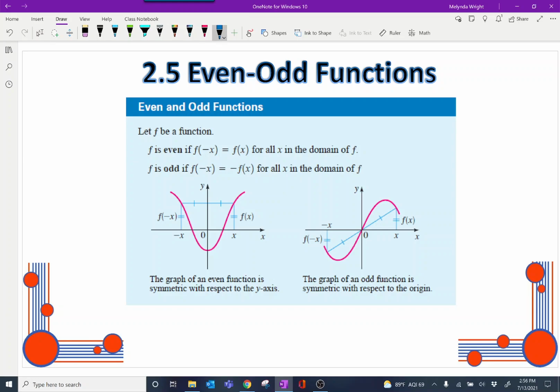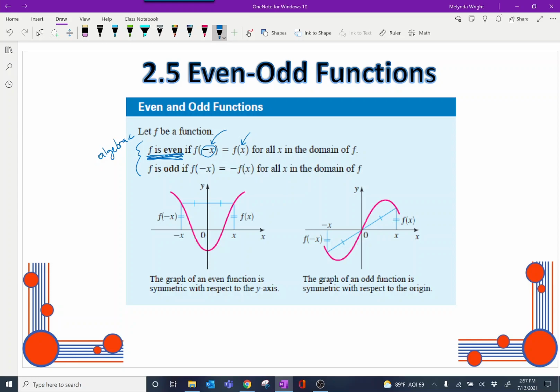If we are looking specifically at even functions, a function is even if when I replace the x's with negative x's, I get the exact same thing I started with. That's what this is saying: if f of negative x is the same thing as f of x, then this is an even function. So these are the algebraic techniques.